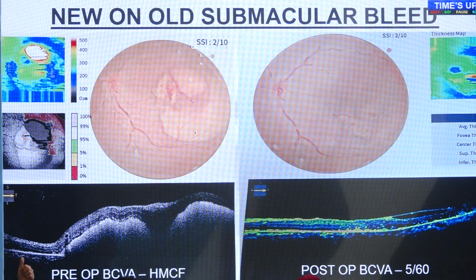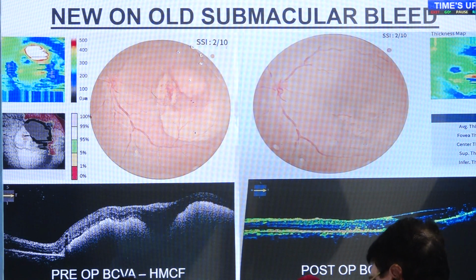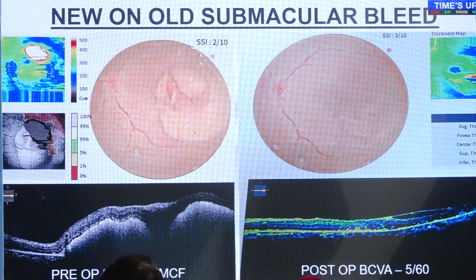In this case, I would like to highlight the importance of the secondary mechanism of the TPA use, in which it mechanically also displaces the bleed and the clots from the macula due to the gush of the fluid inside the subretinal TPA bubble. And at 1 month, the post-op BCVA improved to a satisfactory 5/60 with as much restoration of the anatomical normalcy as possible on OCT.